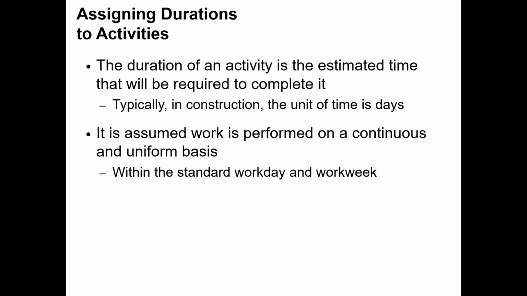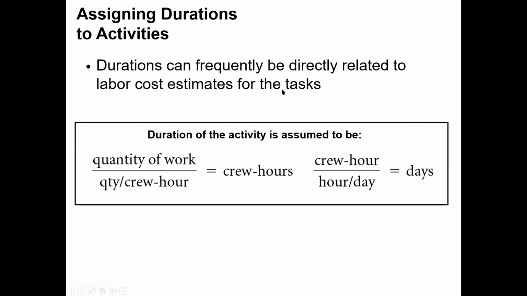The duration of the activity is the estimated time that will be required to complete that activity. Typically in construction, the unit of time is the day, a work day. A work day is 8 hours, right? It assumes that work is performed on a continuous and uniform basis within the standard work day and work week. The reason we give this is because later on we will put our schedule in the calendar, and we will use that information.